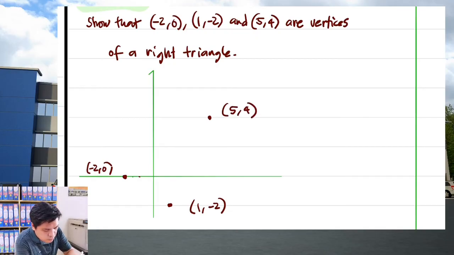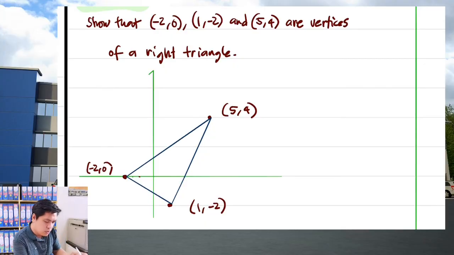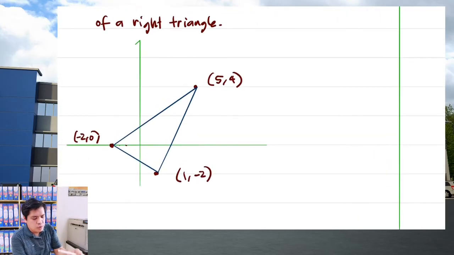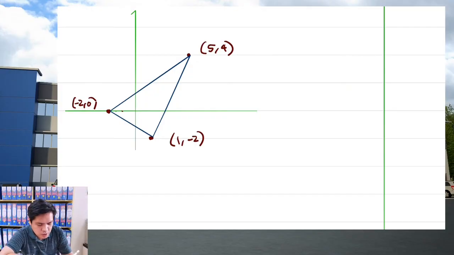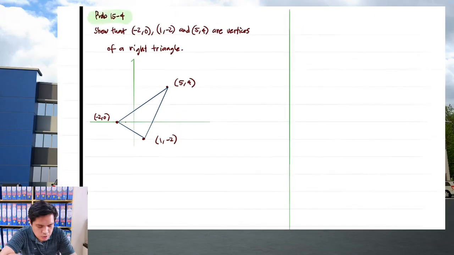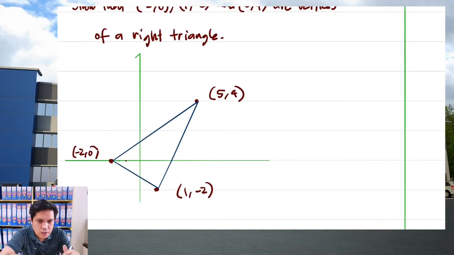Okay. Now let's try to connect these points. So let us show that this is a right triangle. From the looks of it, it seems like this is the 90 degrees here. Okay? So how do we prove that what we have formed is a right triangle? We'll do that by looking at these three line segments. If we could see that at least two of these lines are negative reciprocals of each other, then those two lines intersect at 90 degrees. Hence, the triangle formed is a right triangle.